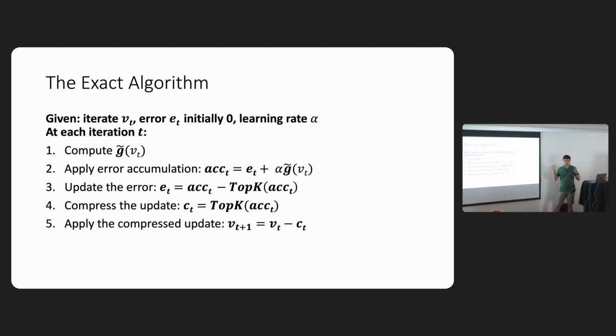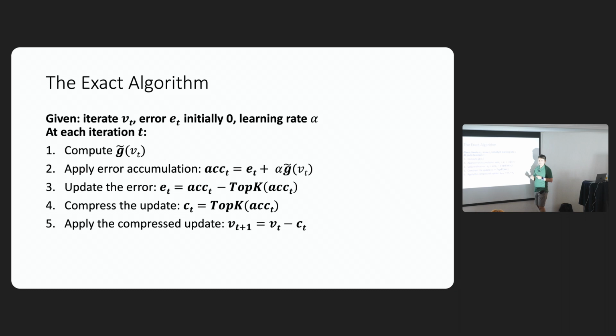Okay, so I promised you we would go over this in a bit more detail, so let's do that now. What is the exact algorithm that we're discussing here? At every step, we're computing a gradient, which is a vector. And notice I'm again using this v_t here, because this is the gradient that the node is computing with respect to its own local view of the model.